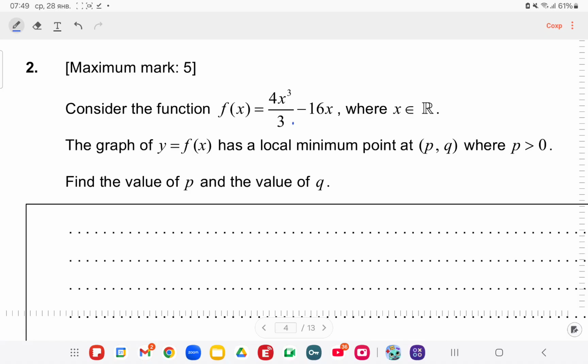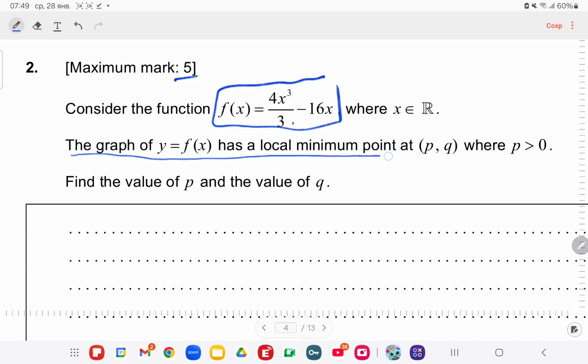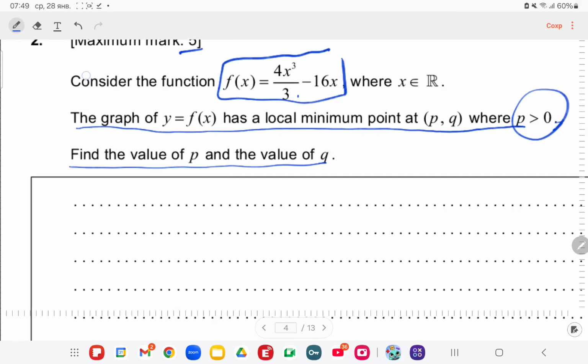This question contains 5 marks total, and there are no parts. Given that we have to consider this function: the graph of f of x has a local minimum at point (p, q), where p is positive. Find the values of p and q.